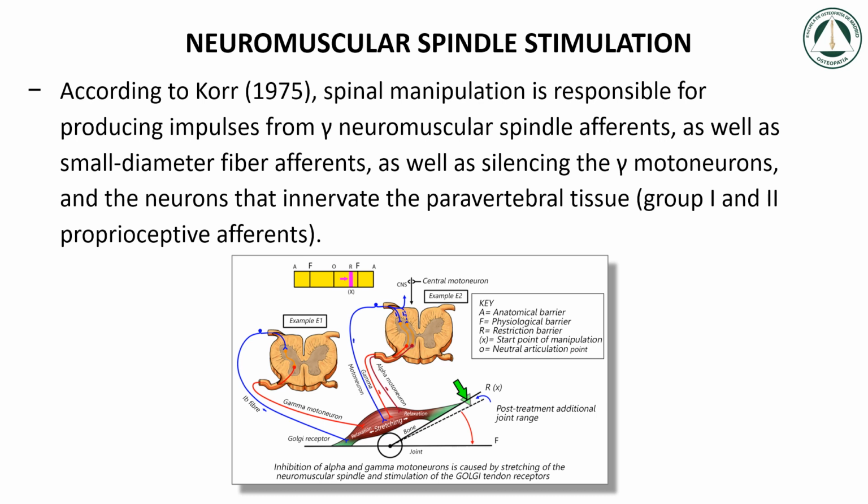According to Korr, 1975, spinal manipulation is responsible for producing impulses from gamma neuromuscular spindle afferents, as well as small diameter fiber afferents, as well as silencing the gamma motoneurons, and the neurons that innervate the paravertebral tissue, group 1 and 2 proprioceptive afferents. This picture, modified from Haldeman, 1995, shows that inhibition of alpha and gamma motoneurons is caused by stretching of the neuromuscular spindle and stimulation of the Golgi tendon receptors.